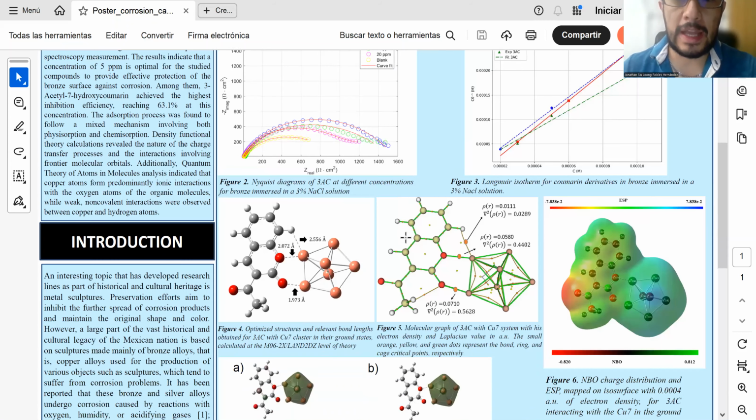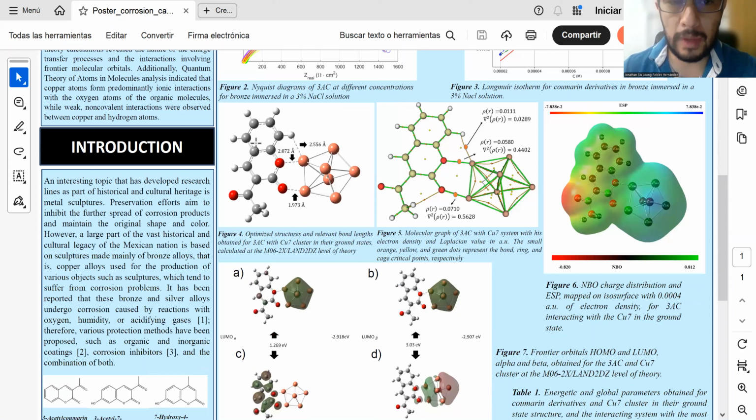Okay, in the case of the theoretical study, we can see in figure 4 the optimized structure for the 3-acetyl coumarin with a copper 7 cluster. We use a copper 7 cluster to be the model of the copper surface. And well, with the method that I explained before, this functional M062X and the basis set that I mentioned before, we chose this because it was the best computational method. We tried different computational methods, and this was the best.